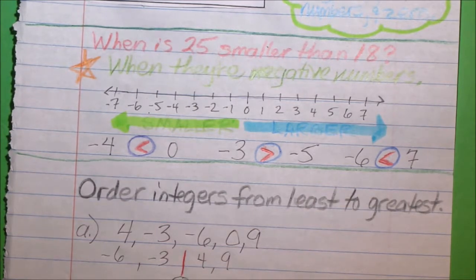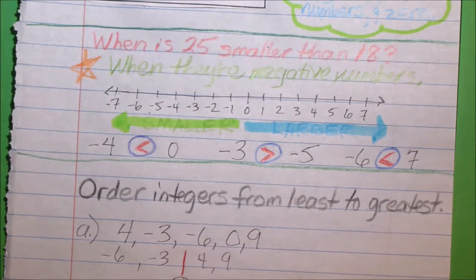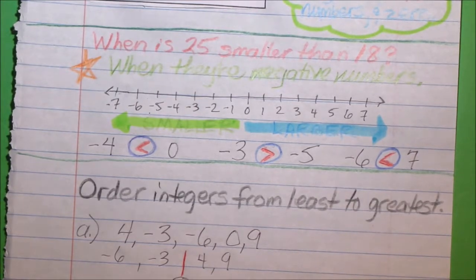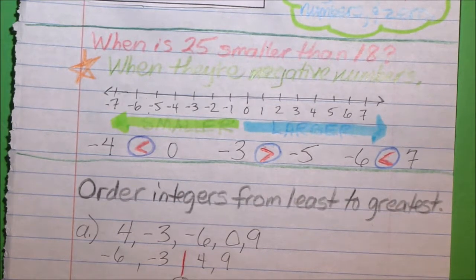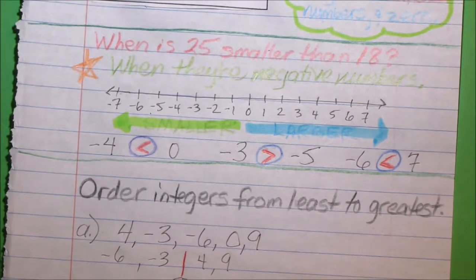All right, now I have these all in order. I'll count them too, so I make sure I don't forget anything. So 1, 2, 3, 4, 5, yes, and they are in order. So right underneath here, I'm going to write -6, -3, 0, 4, and 9. Now they're all in order from least to greatest.